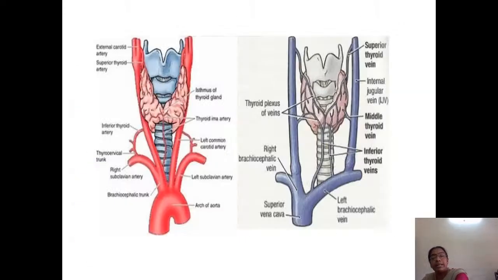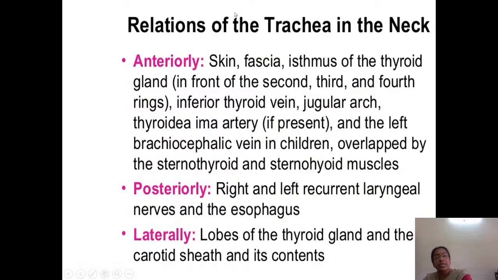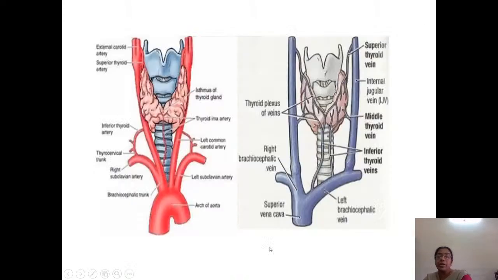Anteriorly, the relations are skin and fascia. Next is the inferior thyroid vein, jugular arch, brachiocephalic vein, and the muscles, that is sternothyroid and sternohyoid muscles. Posteriorly is the recurrent laryngeal nerve with the esophagus. Laterally are the lobes of the thyroid gland. So these are the relations in the neck.